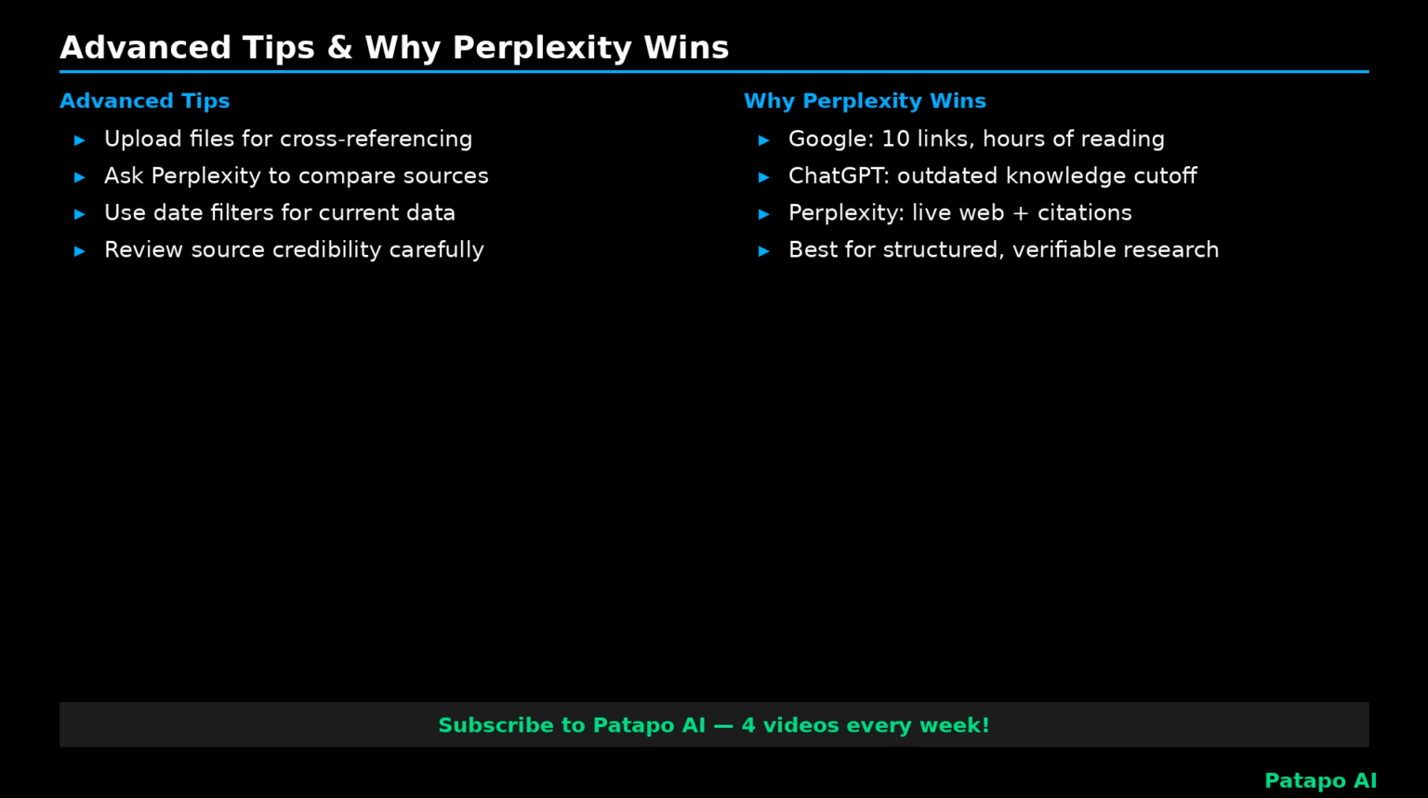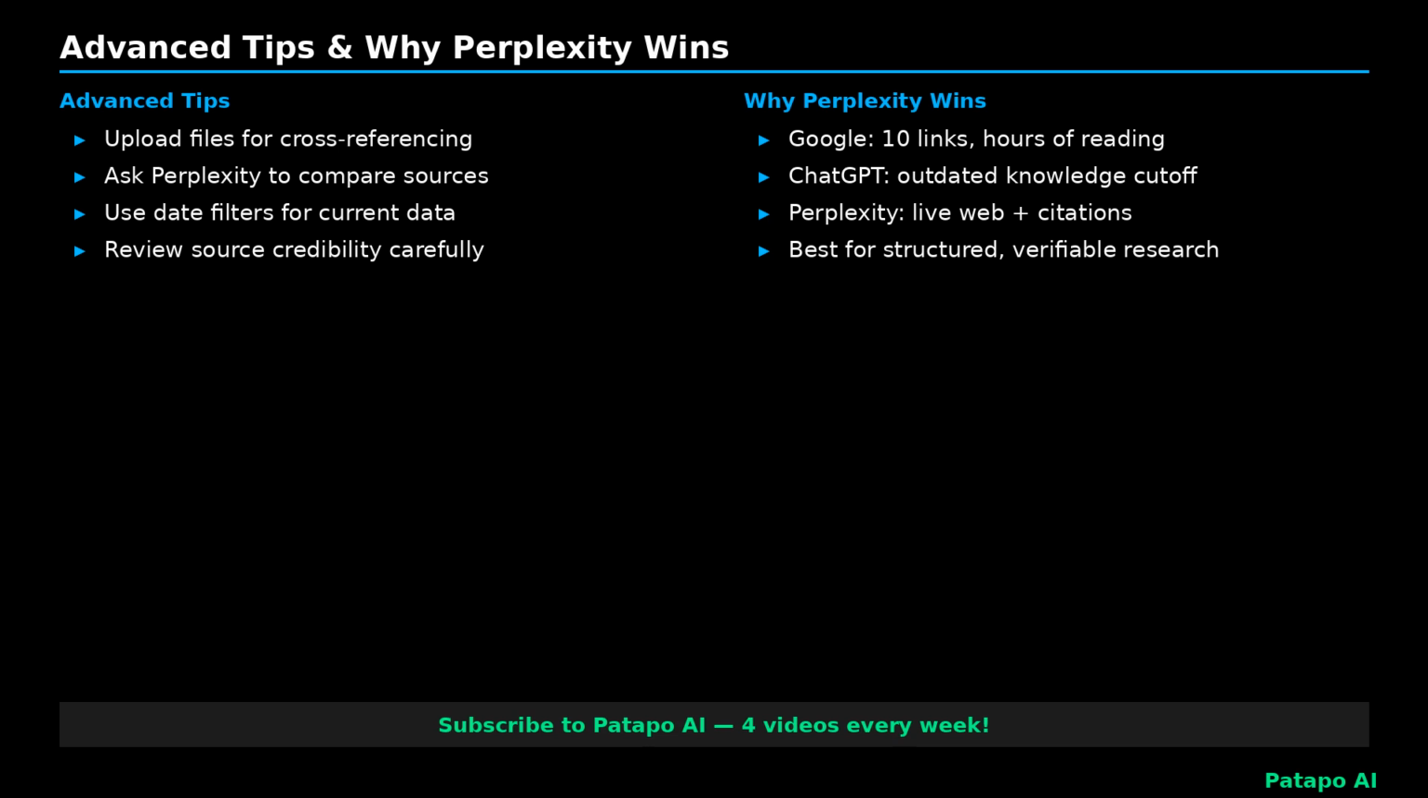Compared to ChatGPT, Perplexity has a critical advantage. It searches the live web. ChatGPT has a knowledge cutoff date, meaning it cannot tell you about recent events or new research. Perplexity always pulls current information. Compared to other AI search tools, like You.com or Bing Copilot, Perplexity's interface is cleaner, its source transparency is better, and its pro-search multi-step process delivers deeper results.